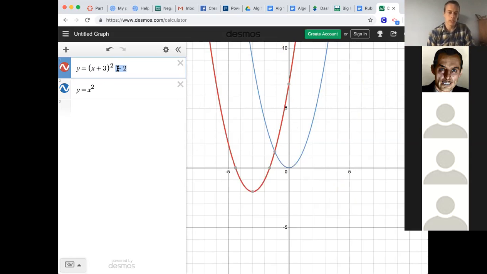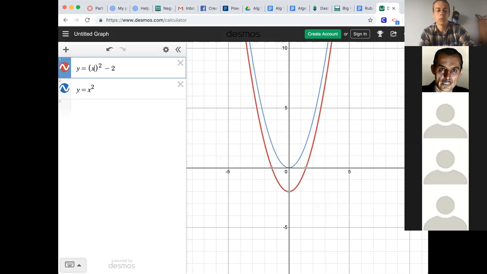Let's do this. You guys tell me what would happen, before we type it in, if I said the quantity x plus 4 squared, and then I say a -1. So x plus 4 quantity squared, and then I have a -1 on the end. Think for a second, how is that going to move the graph?